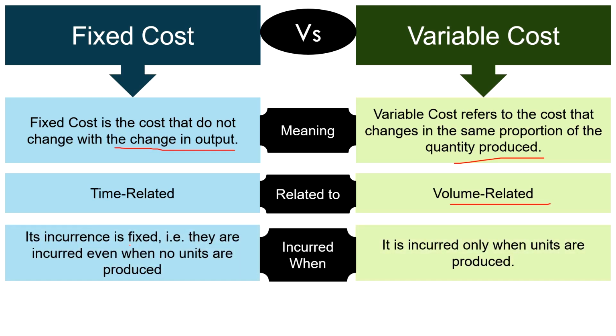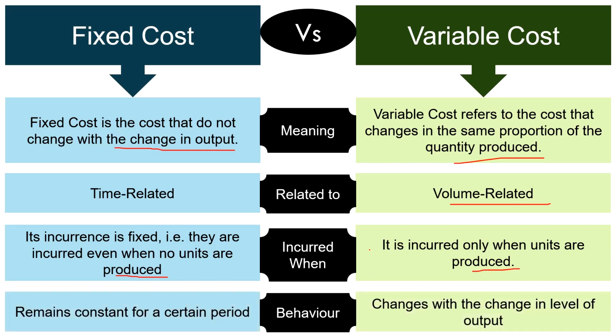Incurrence. The incurrence of fixed cost is certain, that is, it is incurred even when no units are produced by the firm. On the other hand, variable cost is incurred only when units are produced by the firm. Behavior. While fixed cost remains constant for a certain period, variable cost changes with the change in the output level.